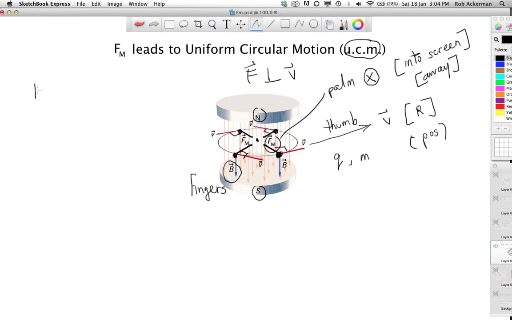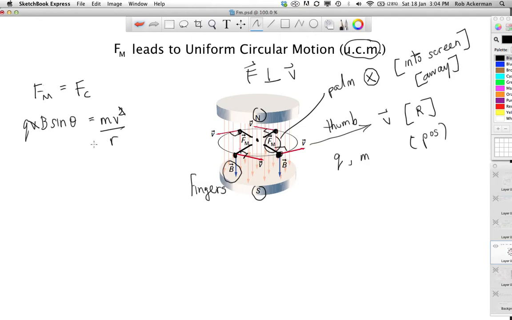If the magnetic force is equal to the centripetal force, then we can write QVB sine theta equals mv squared over r. There's a v here, and there is a v there, so that's going to cancel.